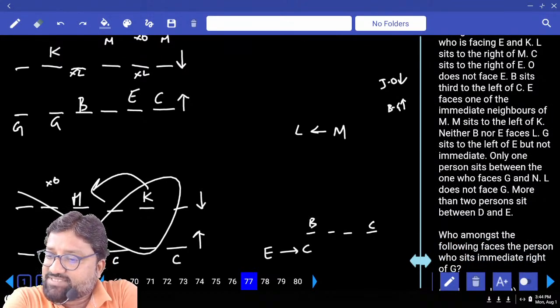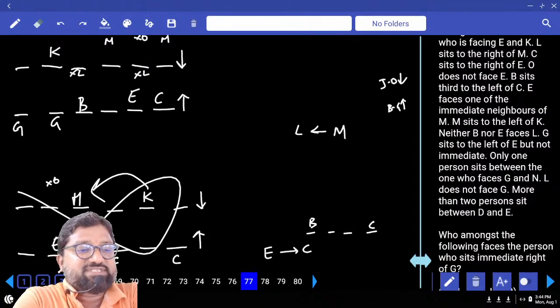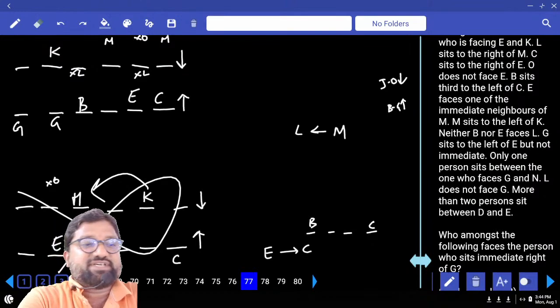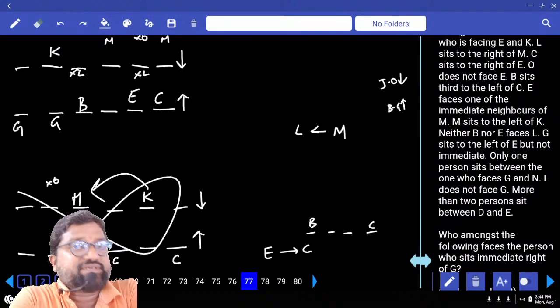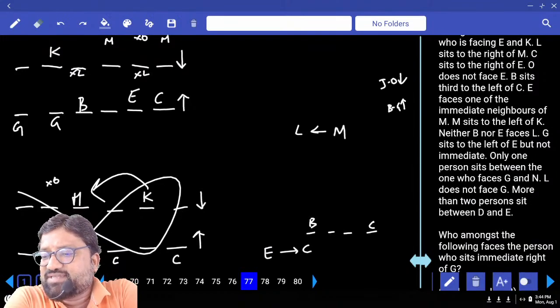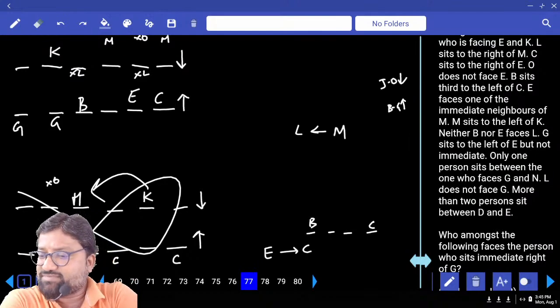Only one person sits between the one who faces G and N. So between the person opposite to G and N, there should be only one person. We do not know where yet. Next, L does not face G.